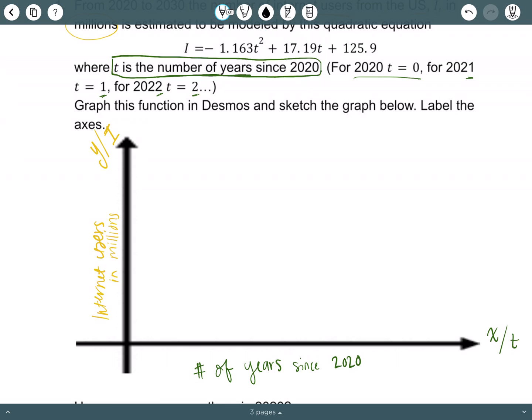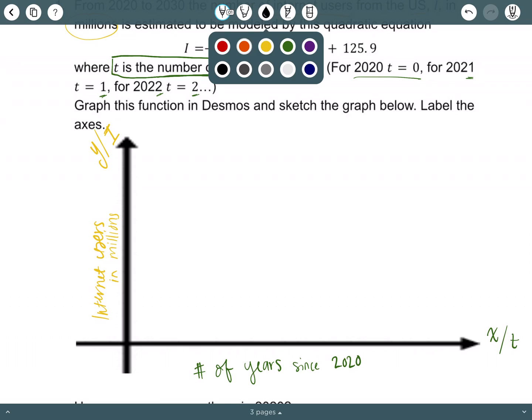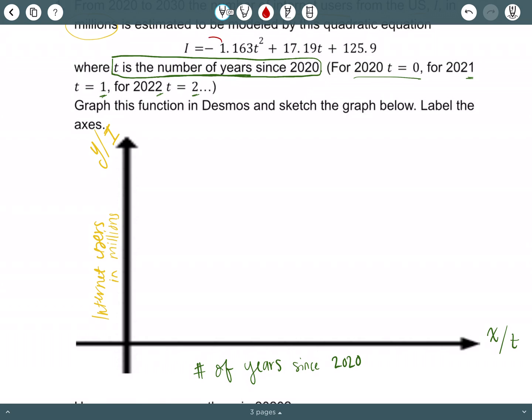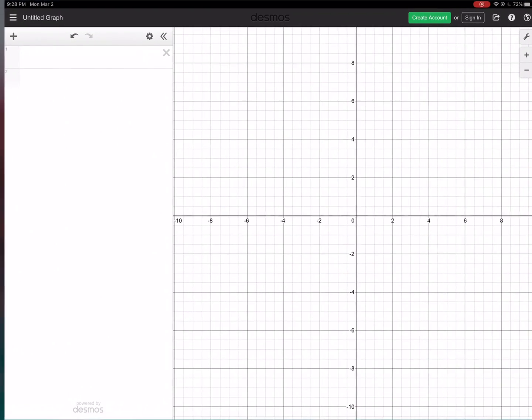Okay, so the next thing I want to do is I know that because the leading coefficient is negative, I'm going to get a frowny face parabola. It's going to be downward facing. It's going to have a maximum point at the very top. That maximum is going to be the vertex. That might be important. We'll find out. Alright, and so now let's just go over to Desmos and graph this.